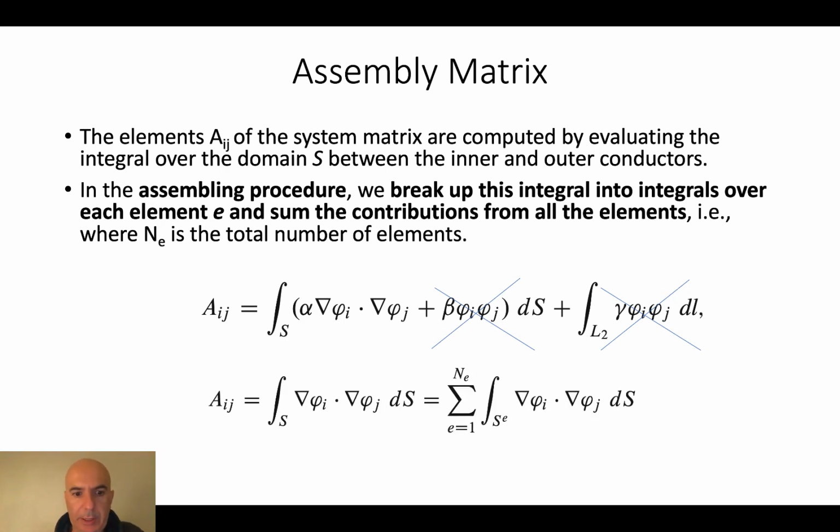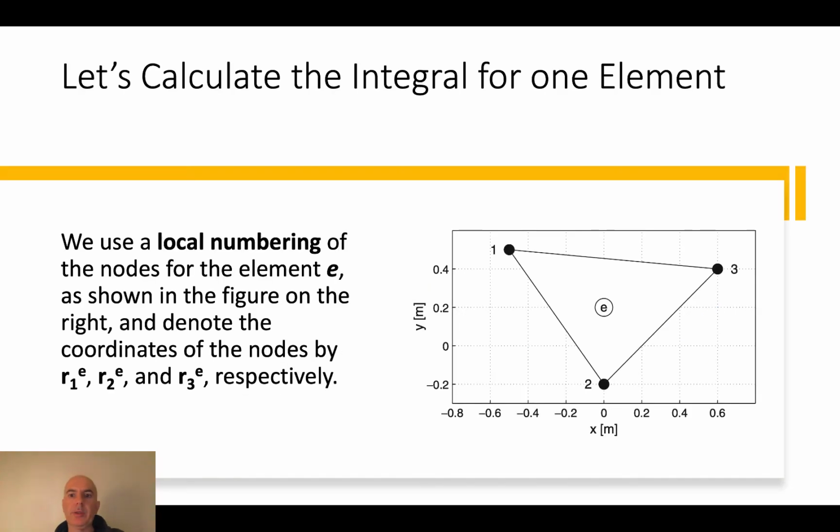At this point, we can recognize that we are going to split our domain in many elements. So we can split this integral by calculating a smaller integral on each one of the elements, and then we sum up all the contributions from 1 to all the elements. So the problem is the following. What we are going to do is to calculate that integral for one simple element, that is a triangular element, and then we are going to sum up all the contributions from all the elements.